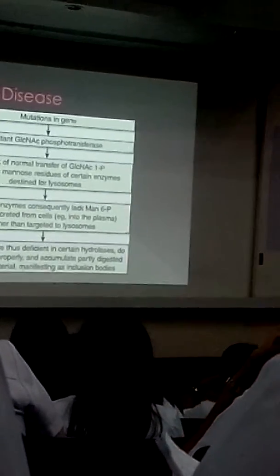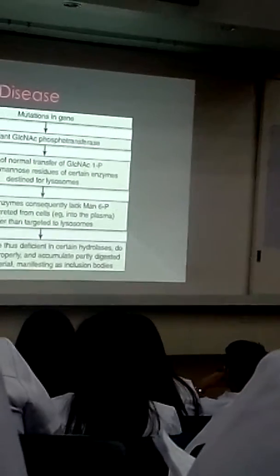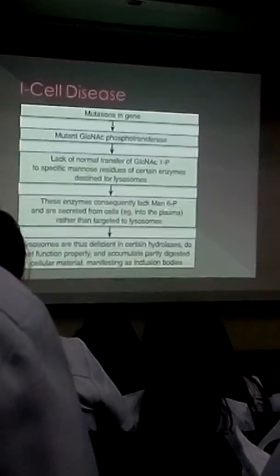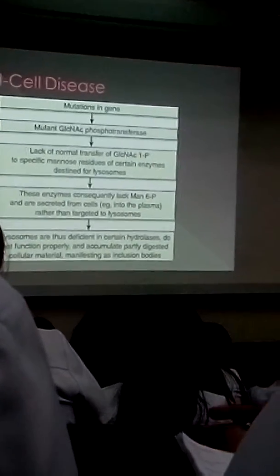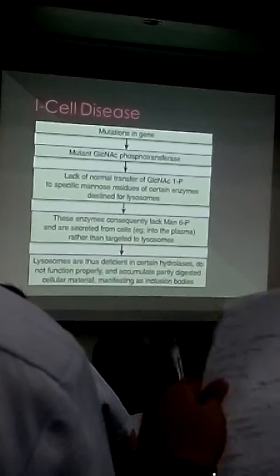So it's a gene mutation. This is the mutant enzyme, and it says lack of normal transfer of GlcNAc-1-P to specific mannose residues in certain enzymes destined for the lysosome. So there's a lacking mannose 6-phosphate, and then they are extruded instead of targeted to the lysosomes. And you'll have these inclusion bodies, thus the I-cell or inclusion cell disease. They actually interfere with the function of your lysosomes.